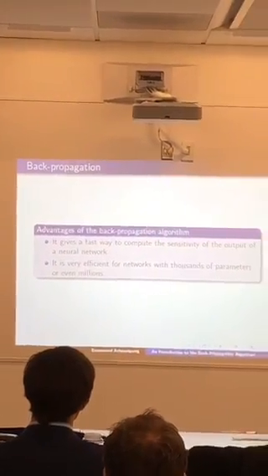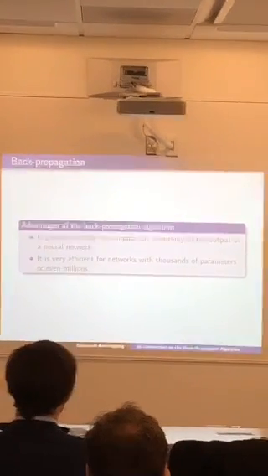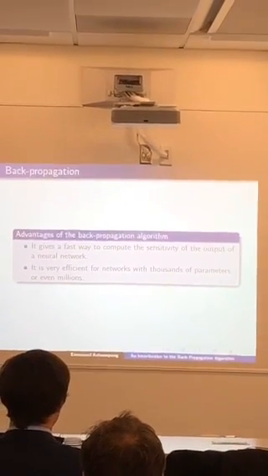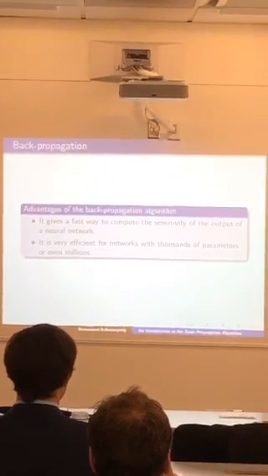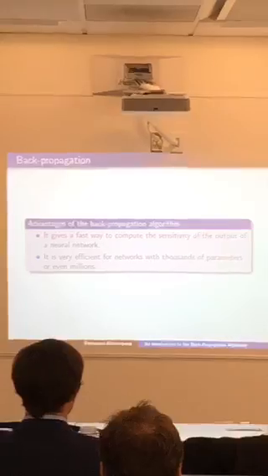Why is it important? It's important because it was a fast way to compute the sensitivity of the output of the neural network. In a sense, it figures out how much each input was affecting the output. So, like the size of the house and the zip code, how much of it is affecting the price of the house. But most importantly, it was very efficient with thousands and even millions of parameters.